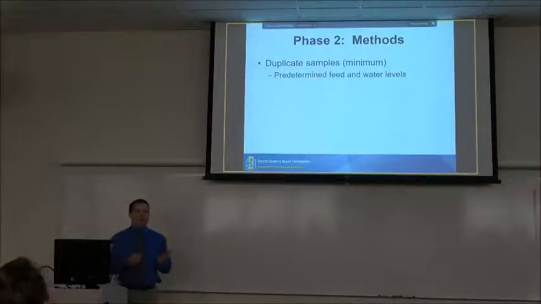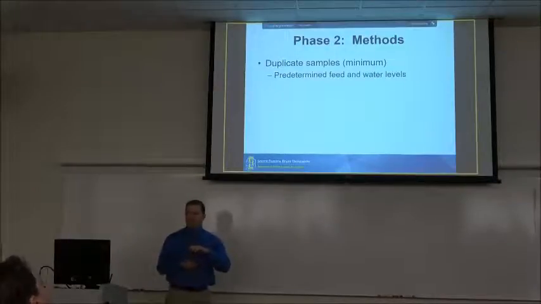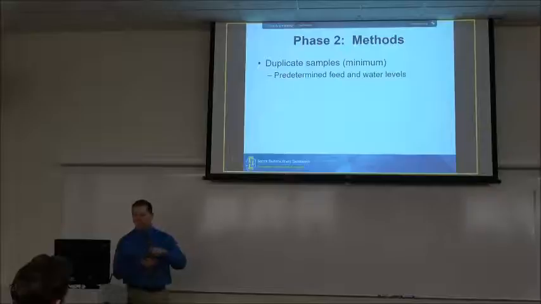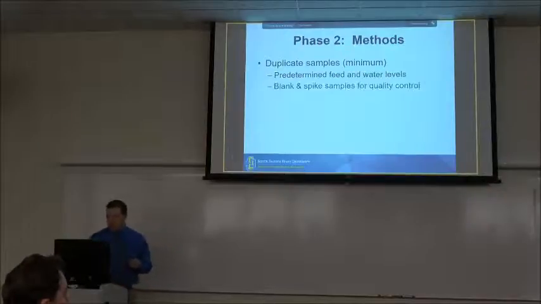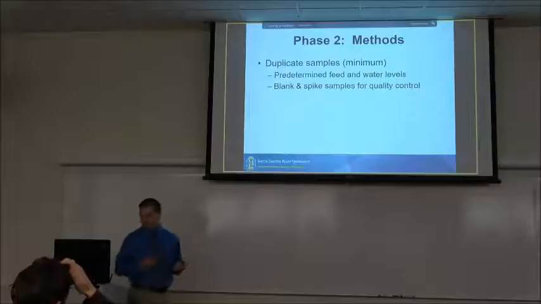We'll perform duplicate samples, and this will be a static test where we include known amounts of water and known amounts of feed, so we know how much chemical is being added to the system. And we will also hold blank samples containing no food or chemical, and also spike samples for some quality control of our analytical procedures.